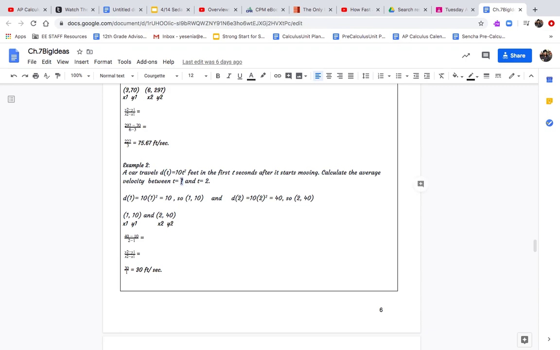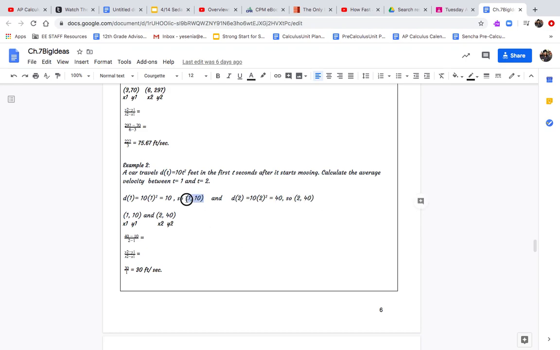What we had to do is, first step, I took the 1 and I plugged it into my function. See how I'm plugging in 1 for t? 1 squared is 1, so 10 times 1 is 10. So then I get my first coordinate as 1 comma 10. Then I moved on, and it says between t equals 1 and t equals 2, so I take 2 and plug it into my function to get my output. 2 squared is 4. 10 times 4 is 40. So that's how I got 2 comma 40.